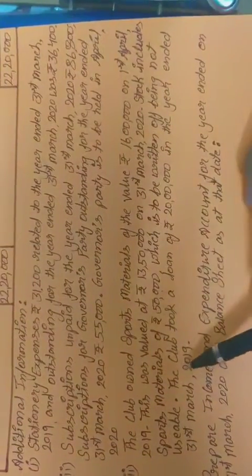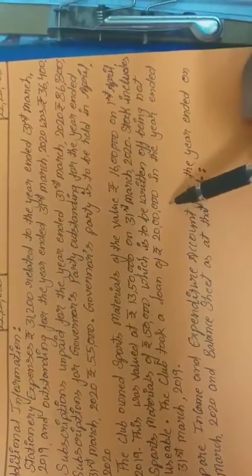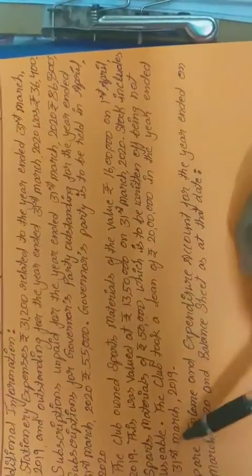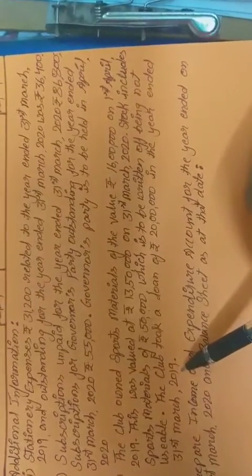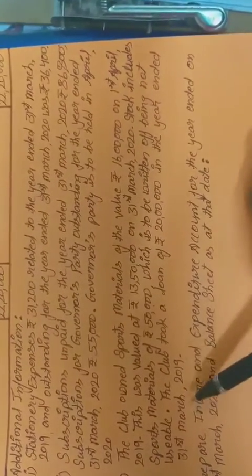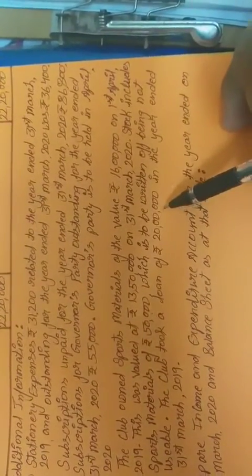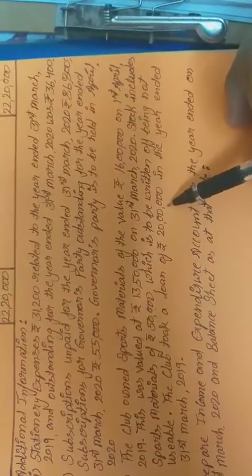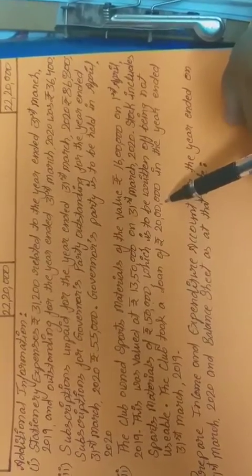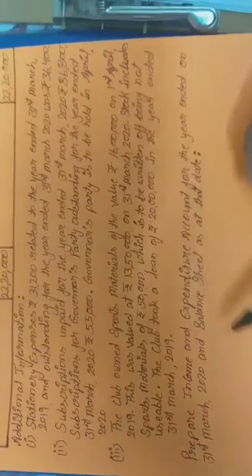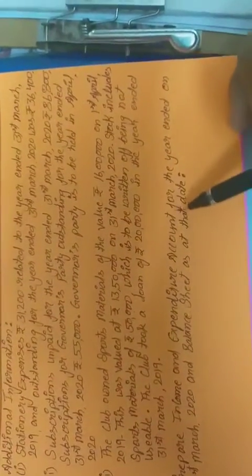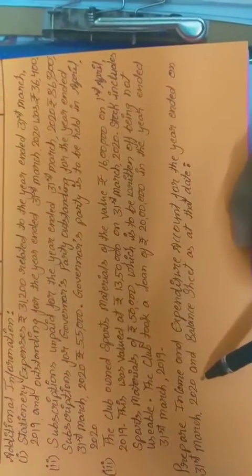Okay, now the club took a loan of rupees 20 lakh in the year ended 31st March 2019. Means this is the last year. In this year the club has taken a loan of rupees 20 lakh, so it will come in the opening balance sheet also. Now prepare the income and expenditure account for the year ended 31st March 2020 and the balance sheet as at that date. So we have to prepare both things in this question.